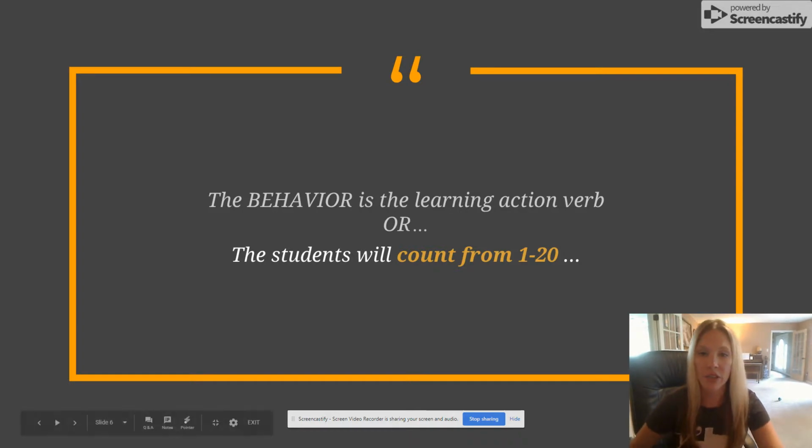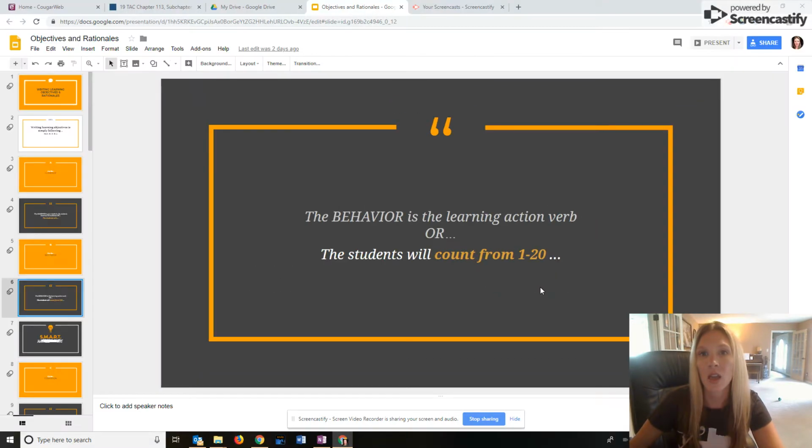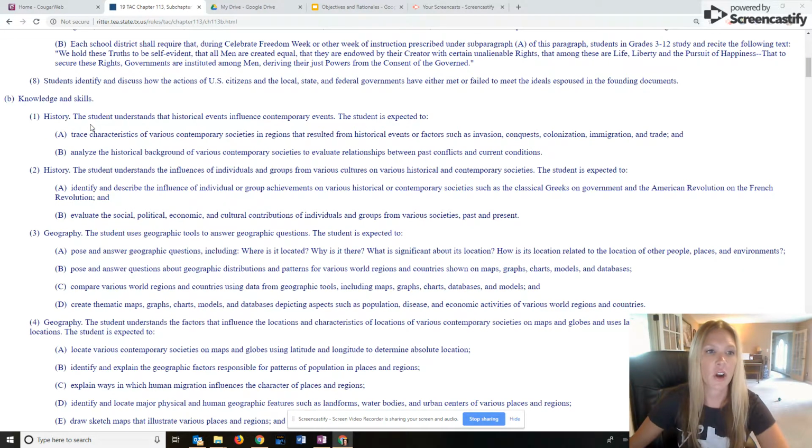When we look at the TEKS, which you should have watched the video and read over the information on how to find your TEKS and what they are, let me pull them up here for history. They're already set in this format without the audience part. Well, actually, here you go. The audience is right here. The student understands that historical events influence contemporary events. This is a learning objective.